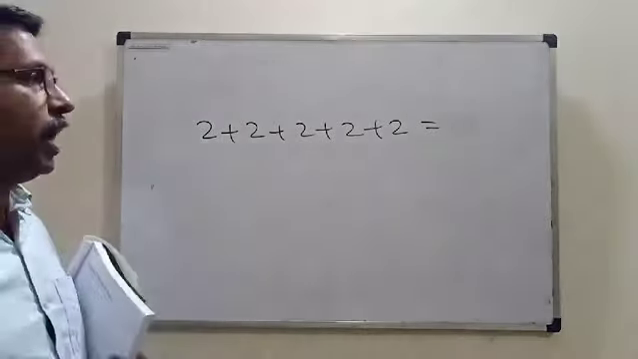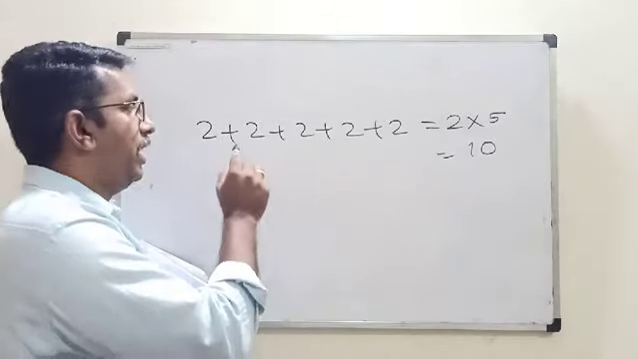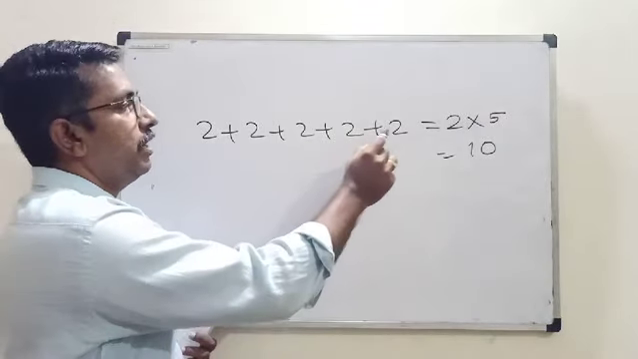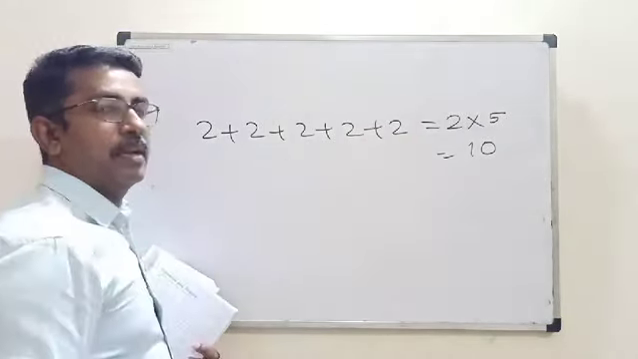This can be written in a condensed form, that is nothing but multiplication. 2 times 5, which is equal to 10. Isn't it? You already learned this when you were in class 3 and 4. Repeated addition of a number is multiplication. Here we add 2 five times, so there is no need to write 2 five times. Instead, you can write in the condensed form 2 into 5, which is equal to 10.